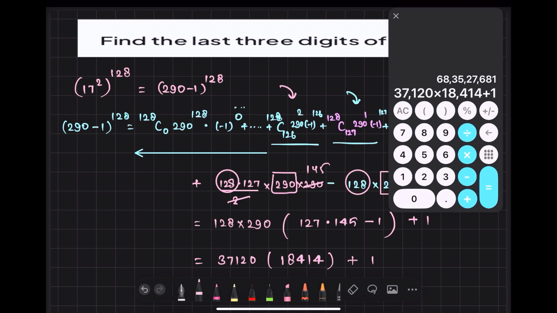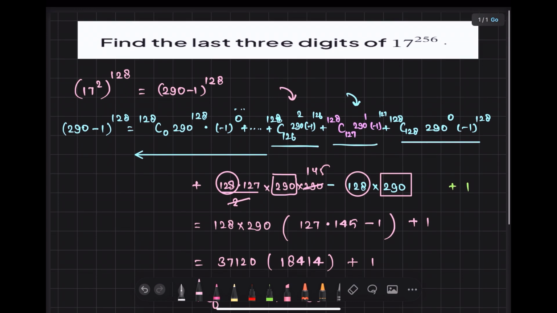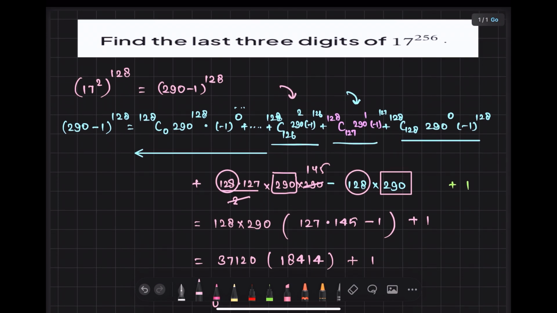Okay, so we got the last three digits as 681. So the required number is 681. Okay, I hope you got the idea and you can handle similar situations.